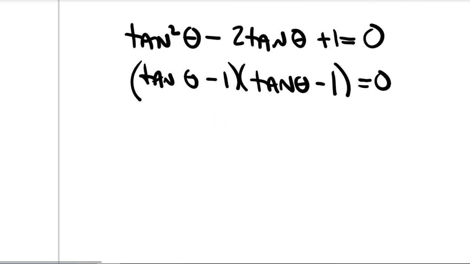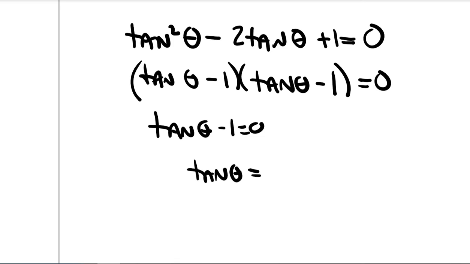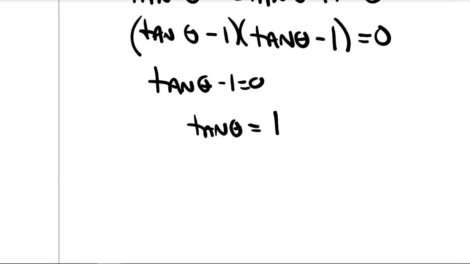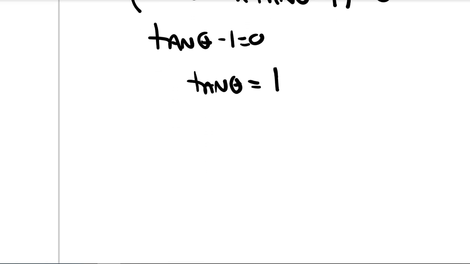That's pretty cool because we only have to solve this once. Make sure you write tan theta minus 1 equals 0. Be sure to do that. Then you'll have tan theta equals 1. We're already in terms of tangent, so we're cool. On the unit circle, where does that happen? In 2 different spots. So tangent theta is going to be 1.